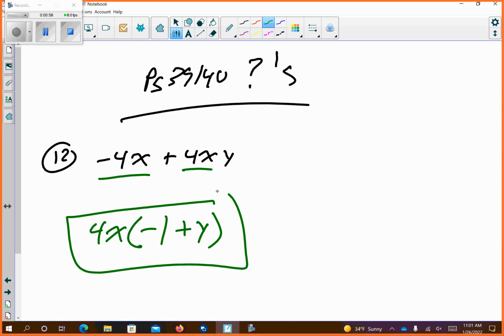What else do we see we might want to go over? Good? Yes? 14?